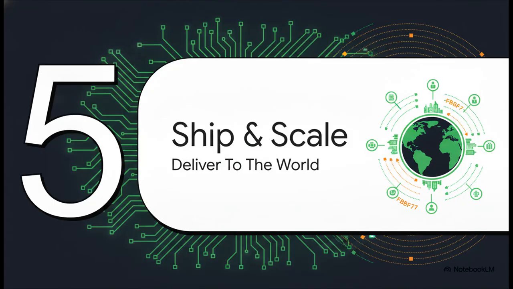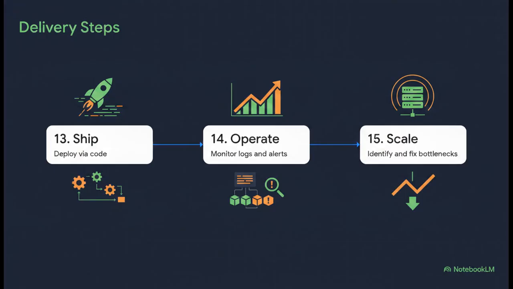Let's look at Section 5, Delivery, Shipping, and Scaling. For these final stages, you ship by using infrastructure as code, which completely removes human error by automating your deployment scripts. Then you operate by setting up monitors and observability to catch breaks before your users ever see them. This setup allows you to easily scale, measure performance, and fix bottlenecks as your traffic inevitably surges.